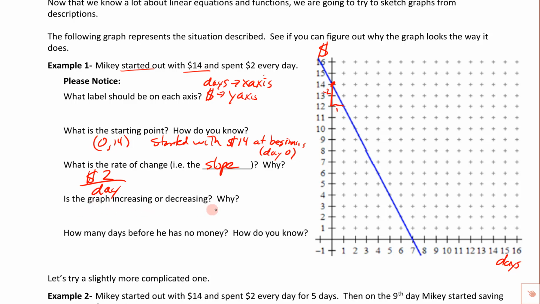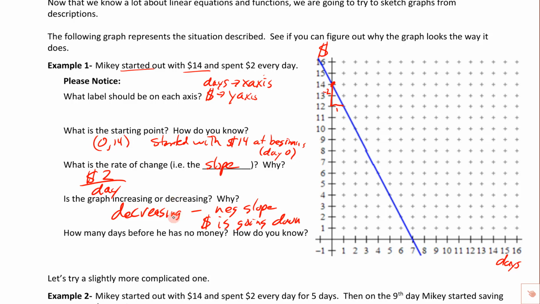Is the graph increasing or decreasing? Well, clearly this is going down from left to right, so this is decreasing. And we could give a couple of reasons for that. It has a negative slope, that's going to make it go down, and we could also say that the money is going down. It's getting smaller.